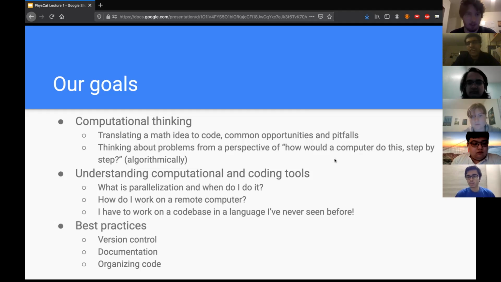Okay, so our second big goal is understanding computational coding tools. Probably some of you have heard, if you've been doing CS for research or a project, that you should parallelize this. Okay, what does that mean? When do I do it? And maybe some of the hardest questions.